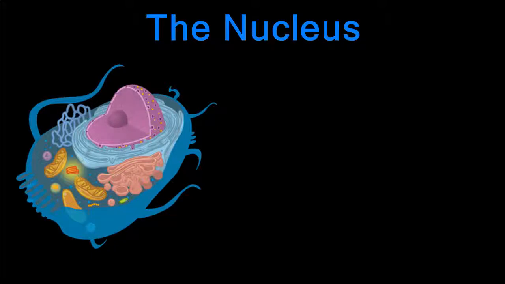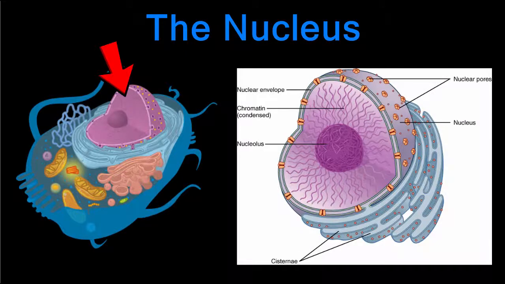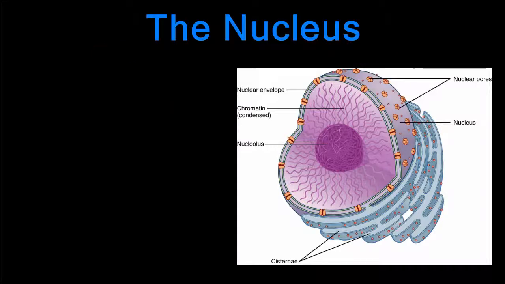One of the most prominent organelles in the cell is the nucleus. The nucleus is very important because it acts as the control center of the whole cell. The nucleus is bounded by the nuclear membrane, which has tiny pores in the surface, so the nucleus can send messages to the rest of the cell.